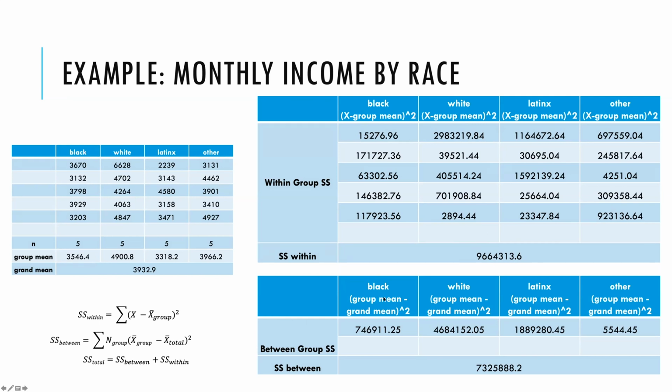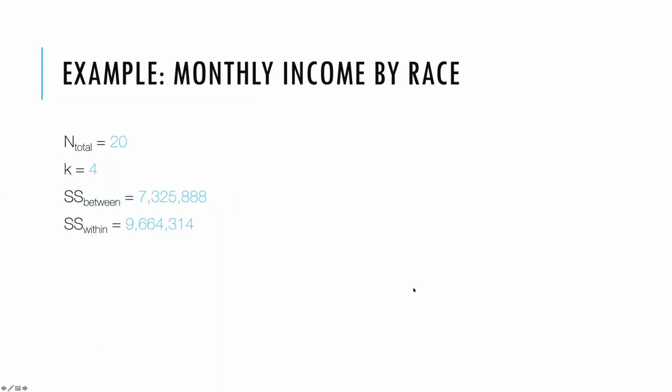Sum of squares between is just Black group mean minus the grand mean. So 3546 minus 3932 squared, and that's that. White mean minus the grand mean, that and that. We sum all of those up, and it's this huge number, 7,325,888. These are huge numbers, right? We take those numbers. SS between is 7 million. SS within is 9 million.